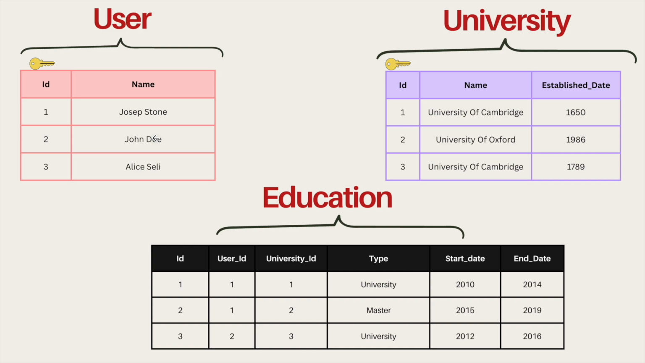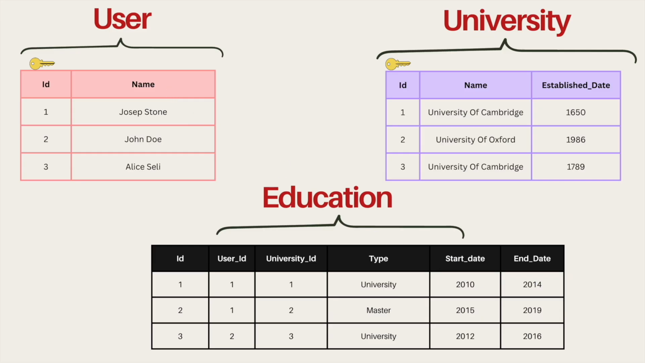So why do we go through all this trouble? There are three big reasons. One is flexibility. That means a user can have any number of educations, departments, or future attributes that we can add in the future without changing the user table. We just affect the education table.